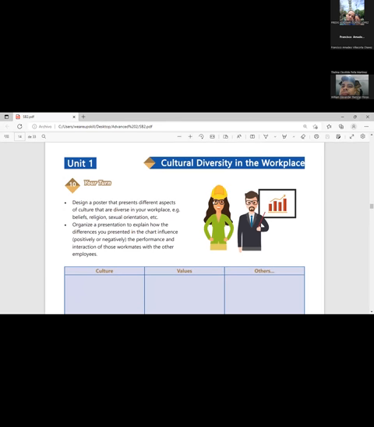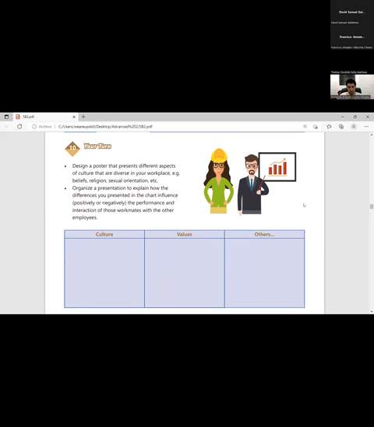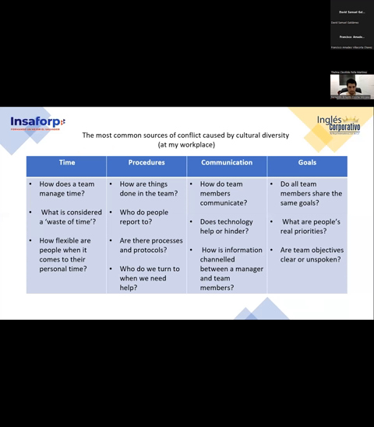Design a poster that presents different aspects of culture that are diverse in your workplace. For example, beliefs, religion, sexual orientation, etc. And organize a presentation to explain how the differences you present in the chart influence positively or negatively the performance and interaction of those workmates with the other employees. Thank you. So you're gonna design a poster that presents different aspects of cultures. Remember that we have been talking about these definitions and concepts in previous classes, right? So I was presenting this information. Look, the one I presented is very similar.